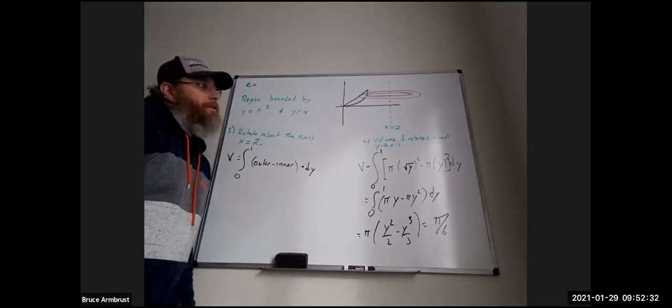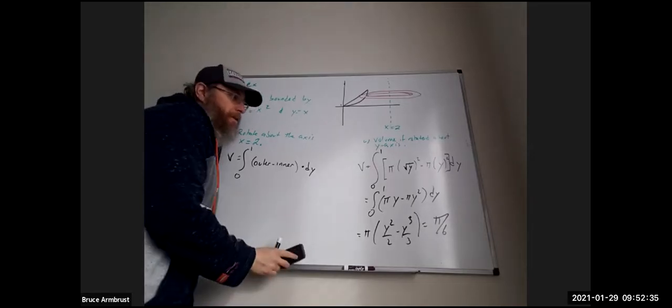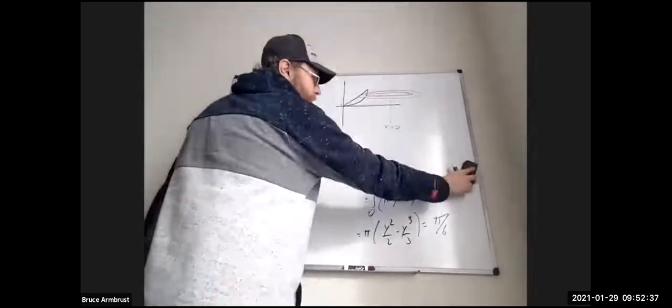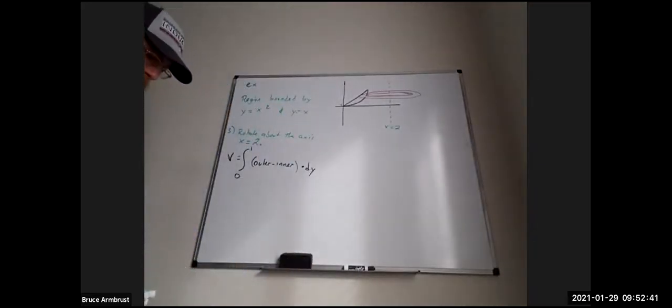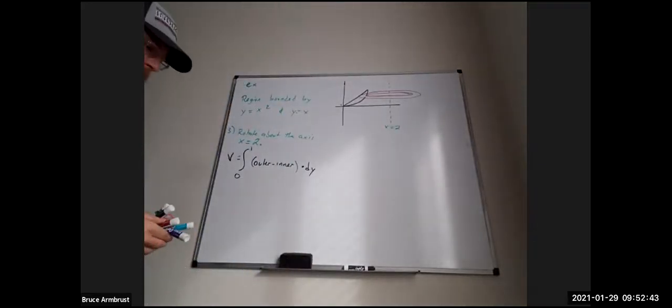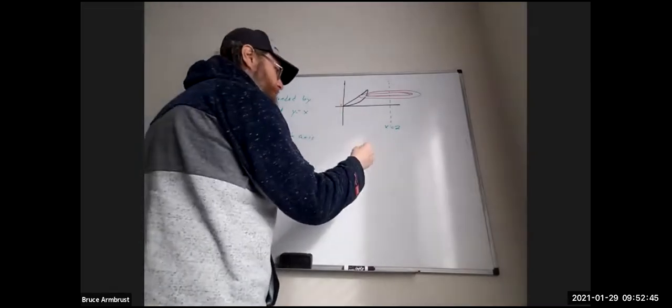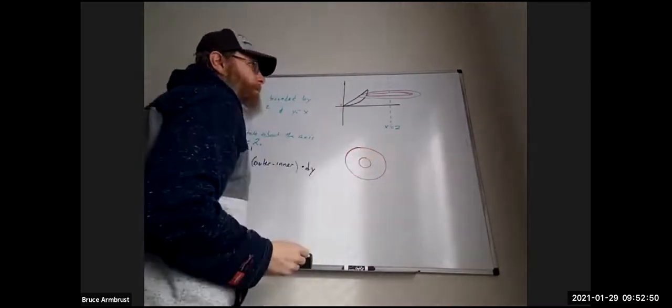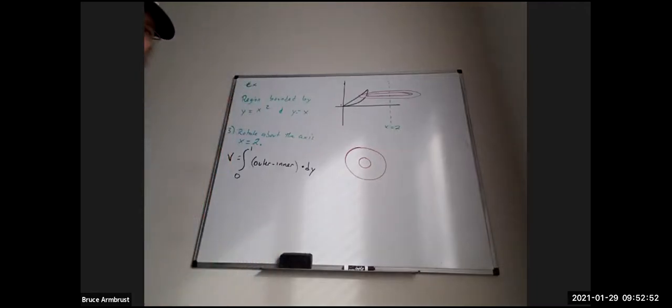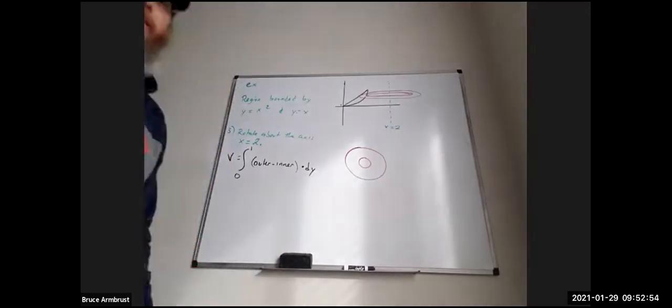All right, so we have to somehow figure out the inner and outer radii for that washer. So let me draw a plane view of the washer. We'll look down on it again. And I'm going to label those radii little r and big R.